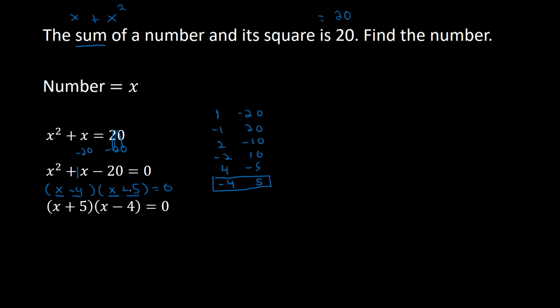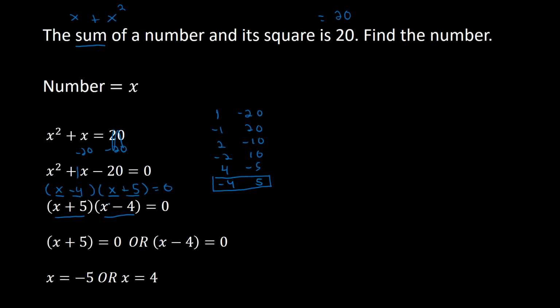So now I have x minus 4 times x plus 5, or x plus 5 times x minus 4. The order does not matter. And now from here we have 2 numbers multiplied together equaling 0. X plus 5 times x minus 4. So we know that because 2 numbers are multiplied together equaling 0, one of those numbers must equal 0. Either x plus 5 is 0 or x minus 4 is 0. So we can solve this and get x equals negative 5 or x equals 4. And that is my solution.